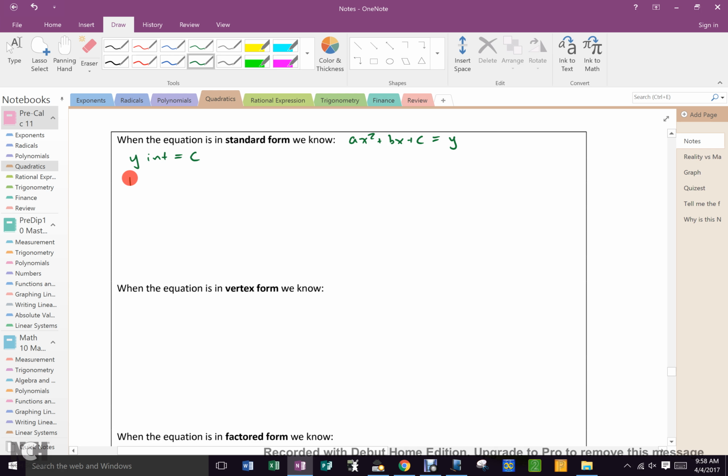Why do we know that? Because x equals 0. So these two drop out. Excellent. What else do we know just from looking at that? There's one other thing we know without doing any math to it.